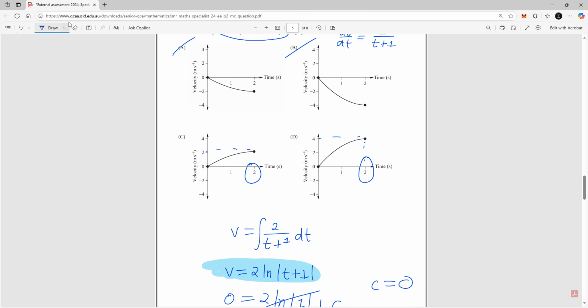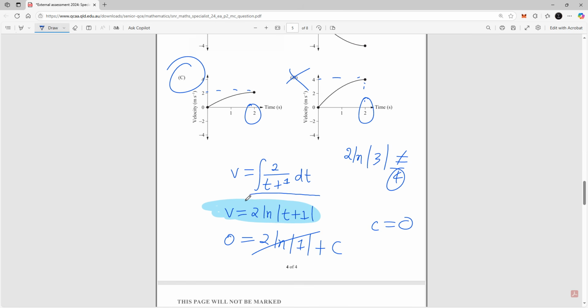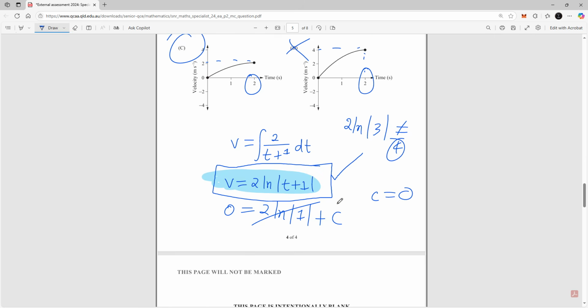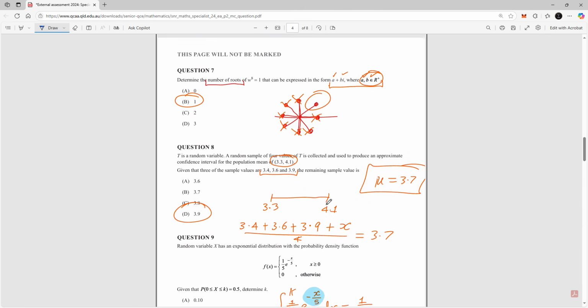Okay, so if I chuck in t equals 2 in here, I'll get 2 natural log of 2 plus 1, which is 3. Now that is not equal to 4. So I know D is incorrect straight away. So I know C is going to be the correct answer. But a way you would check that on the calc exam is just graphing that on your software. Okay. But yeah, that's about it for the exam pretty much here.